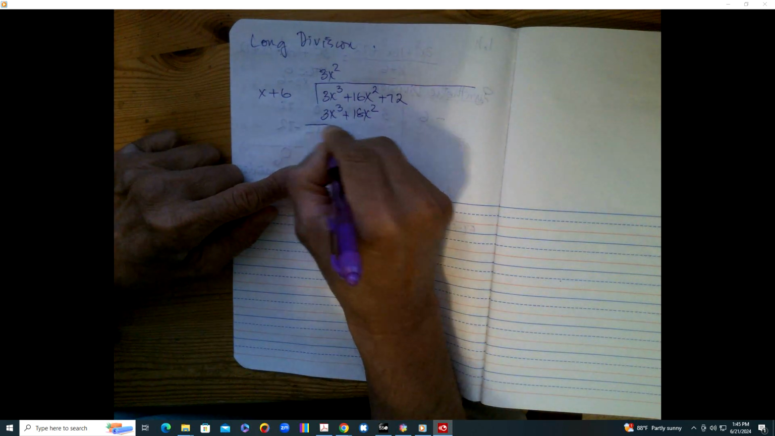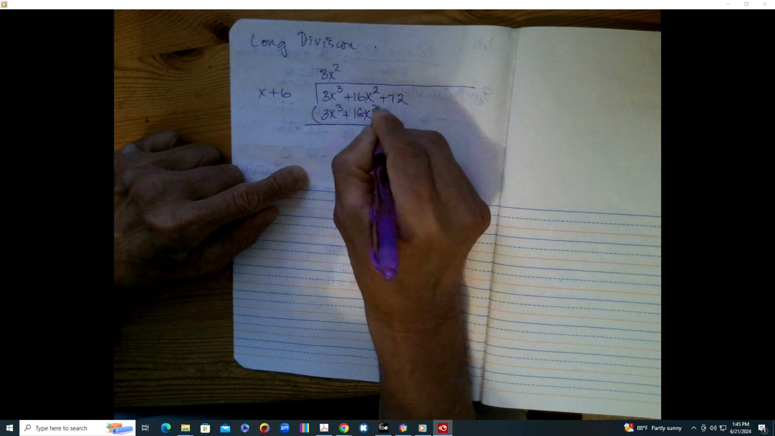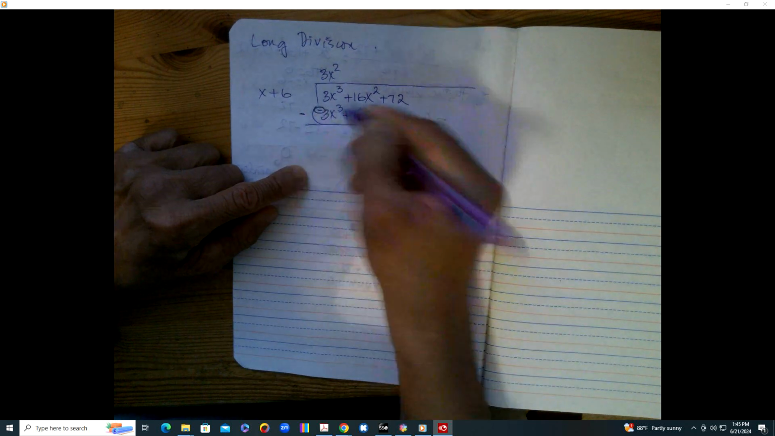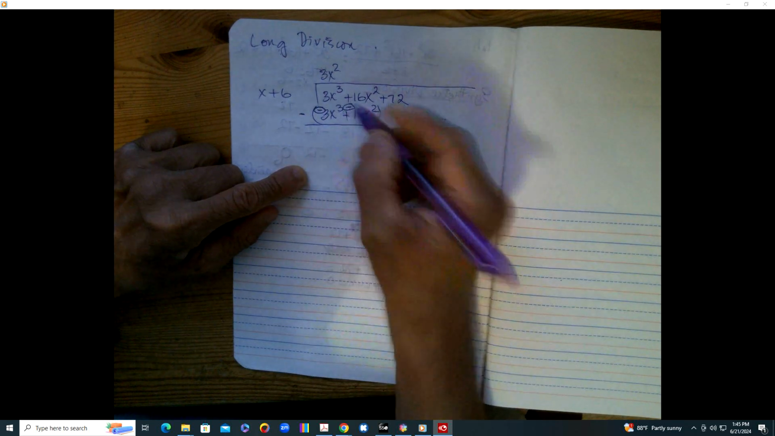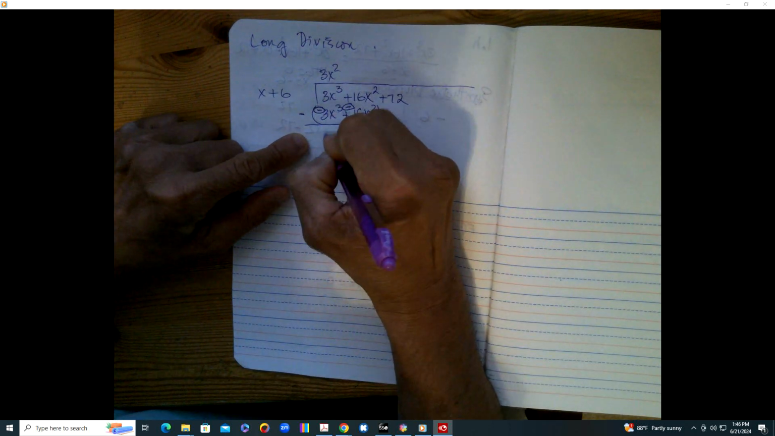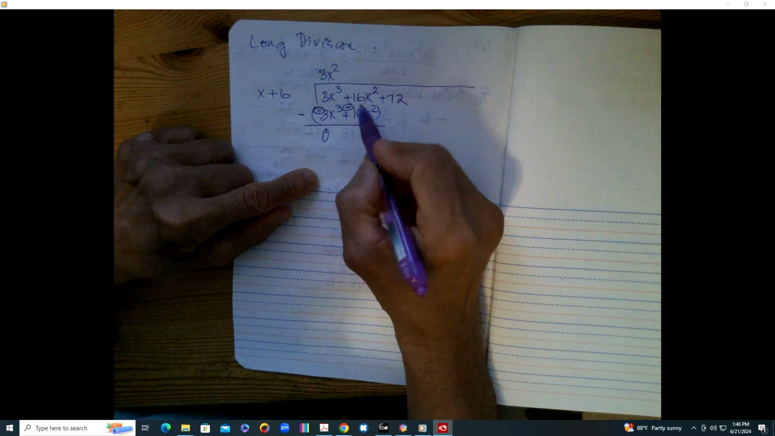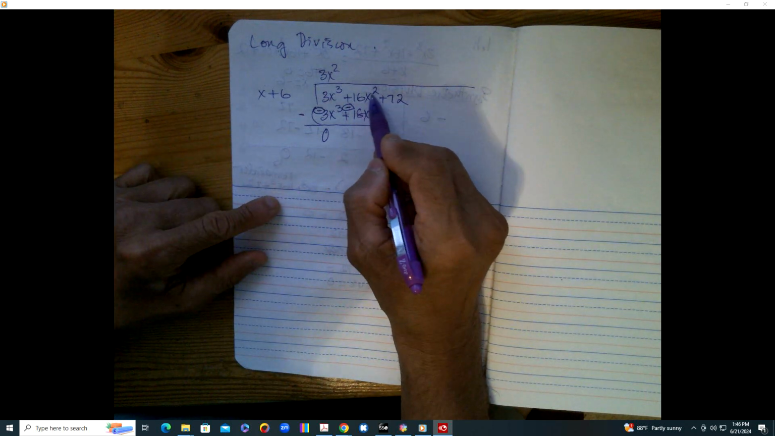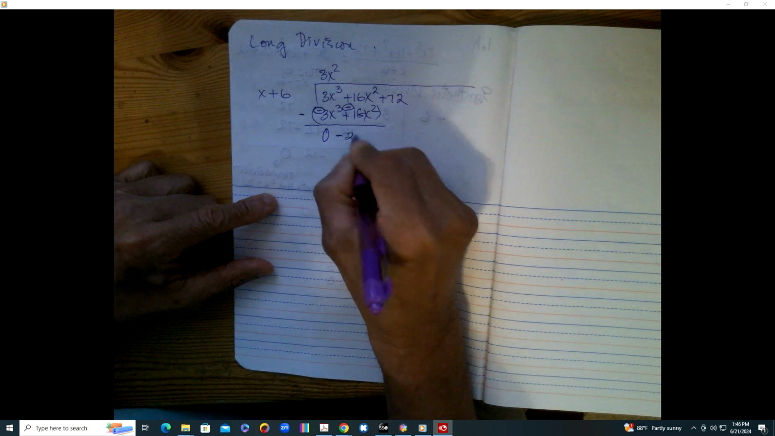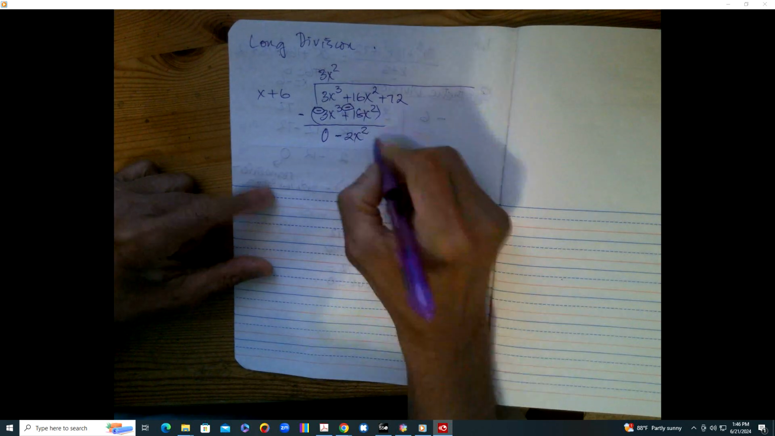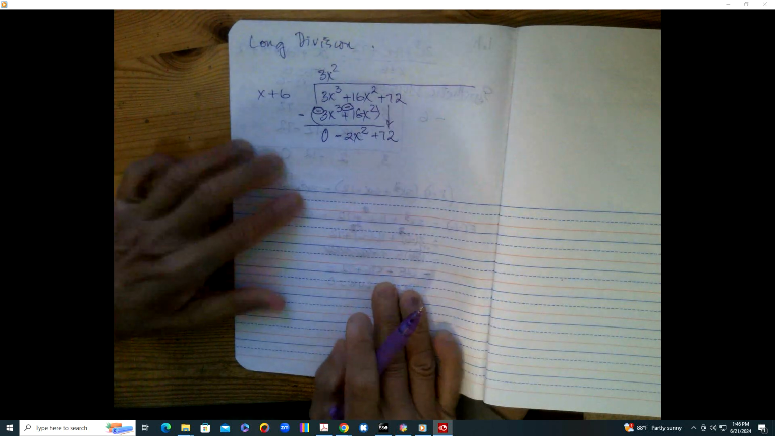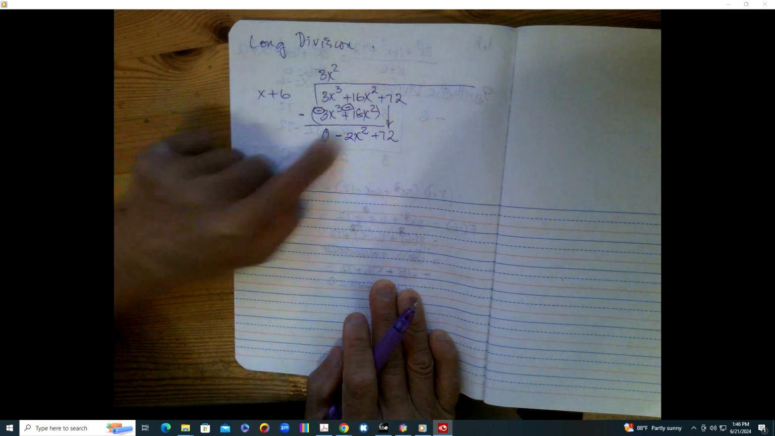All right, now we subtract. All right. This whole thing had to be subtracted by a negative. So that means this is going to be negative. This is going to be negative. So 3x to the third minus 3x to the third going to cancel out. 0. 16x squared minus 18x squared going to be negative 2x squared. And then bring the 72 down. Bring this down.